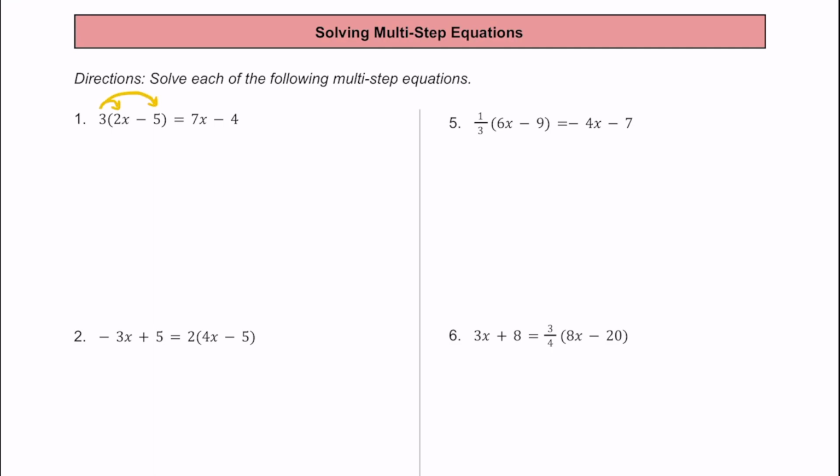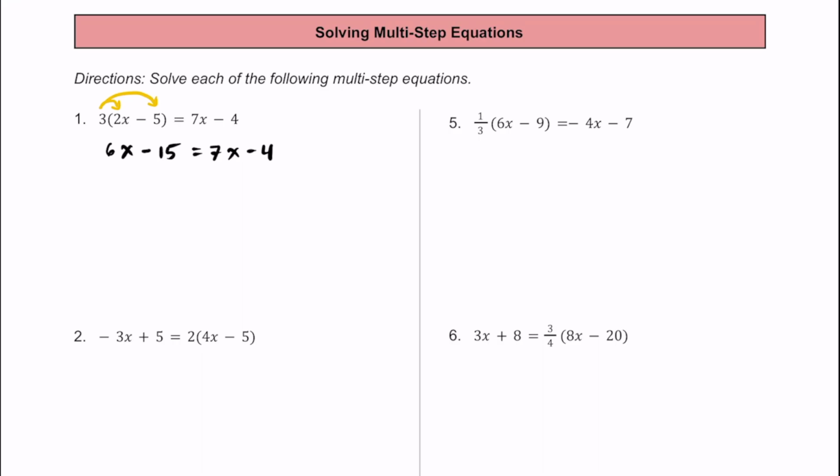So 3 times 2x, that's going to equal 6x. And then we have a subtraction, then 3 times that 5 is going to be 15. So that's going to be 6x minus 15 on the left side is equal to 7x minus 4 on the right side. Okay. At this point, let's go ahead and see if we can combine some like terms by moving some pieces to the left or to the right of the equation.